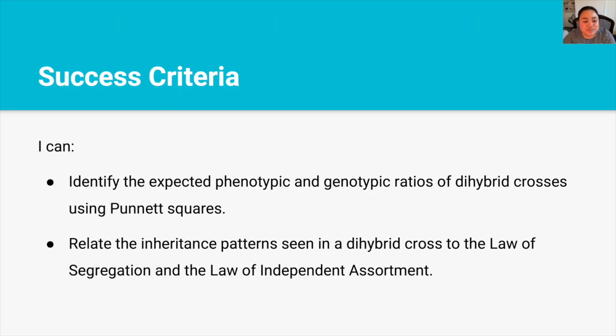So by now, you should be able to identify the expected phenotypic and genotypic ratios of dihybrid crosses using Punnett squares, and you should be able to relate the inheritance patterns seen in a dihybrid cross to the law of segregation and the law of independent assortment.